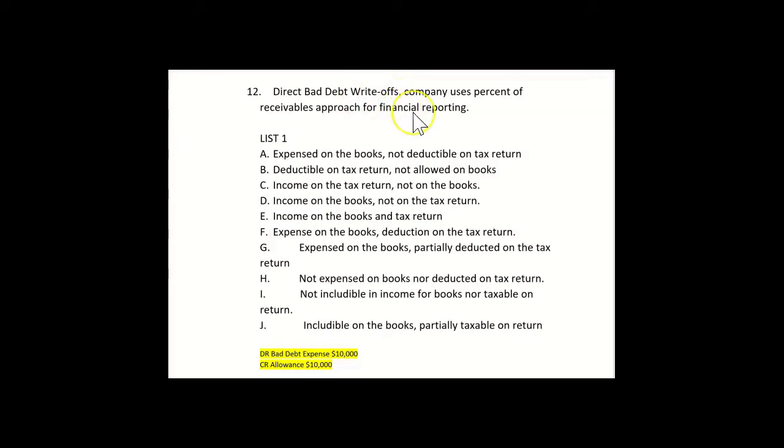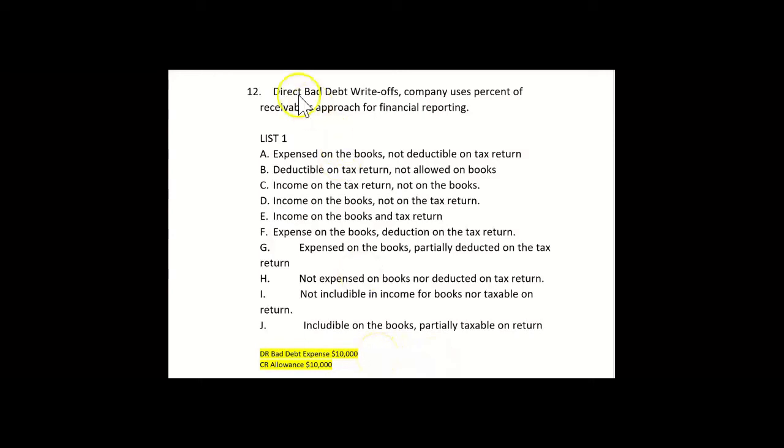But what about the tax return? When there's a bad debt write-off, that's when you get a tax deduction. So the answer is the direct write-off would only impact the tax return. You'd get a deduction on the tax return, letter B, but not allowed on the books because you took the expense already each year as an estimate. So by estimating an amount each year on the income statement, in this case $10,000, if that's your estimate, you're providing for that expense each year.